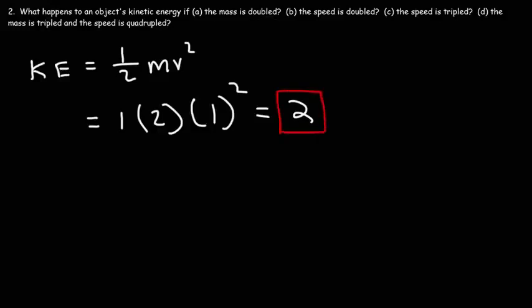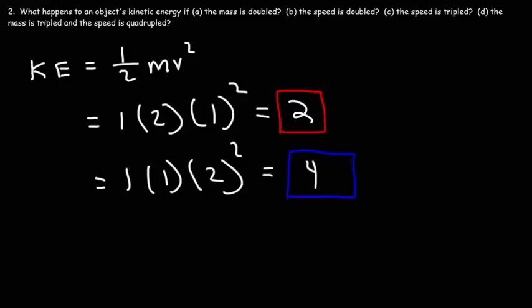Now, if we move on to part B, what's going to happen to the kinetic energy if we double the speed? So 1/2 doesn't change, we're going to replace it with a 1. The mass doesn't change, but this time we're doubling the speed. 2 squared is 4. So if you double the speed, the object's kinetic energy will increase by a factor of 4. Now what if you triple the speed? 3 squared is 9. The object's kinetic energy will increase by a factor of 9.